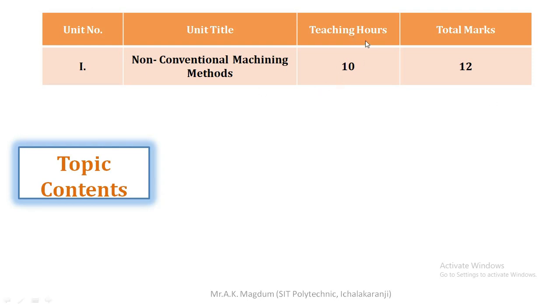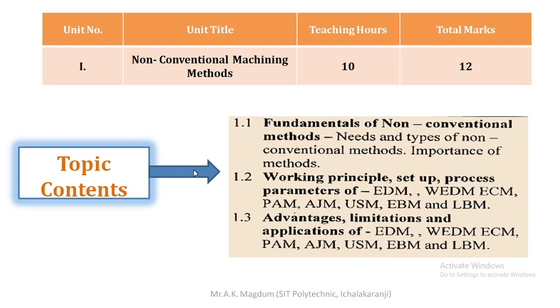Here the teaching hours allotted for this first chapter are 10 hours, and the total marks for unit number 1 are 12 marks. So what topic contents are given over here? The first chapter, 1.1, is fundamentals of non-conventional methods. Under that there are the needs and types of non-conventional methods, and the importance of methods.